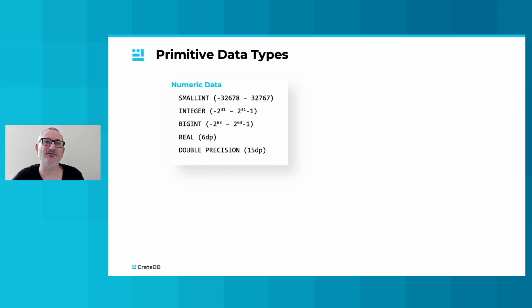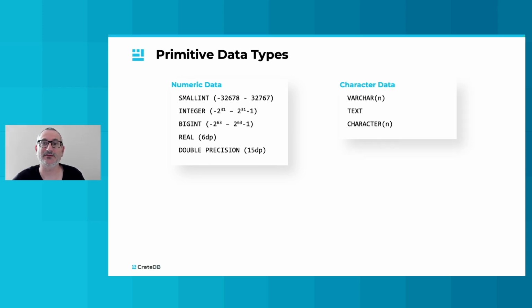CrateDB uses these data types to represent integer values. A small int can store 2-byte numbers in the range -32,768 to 32,767. Use the integer type for integers that can be represented by 4 bytes, and big int for those that need an 8-byte range. When storing floating point numbers, choose real for single precision or double precision for more accuracy.